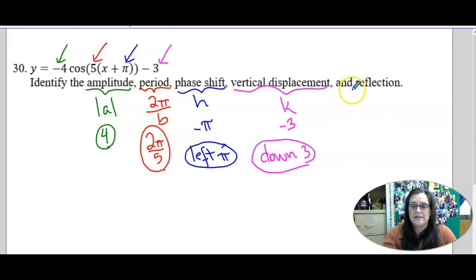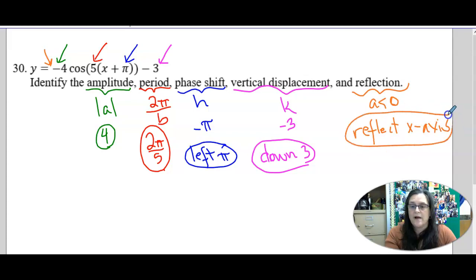And then to identify any reflections, we look at the a and the b. Since our a is negative, that's a reflection in the x-axis. A is less than 0. So it reflects in the x-axis. And then to look for a reflection in the y-axis, we check out the b. And the b is positive, so there's been no reflection in the y-axis.